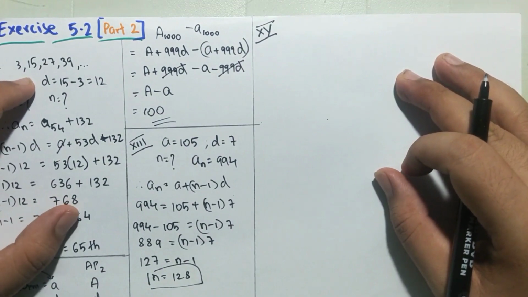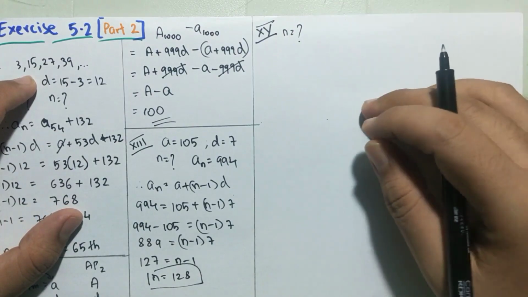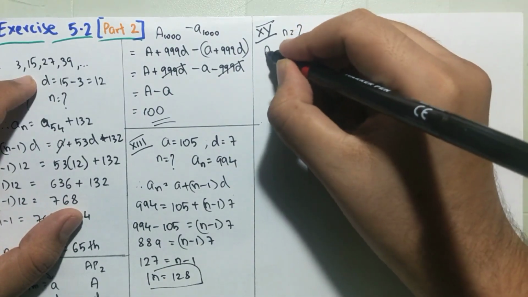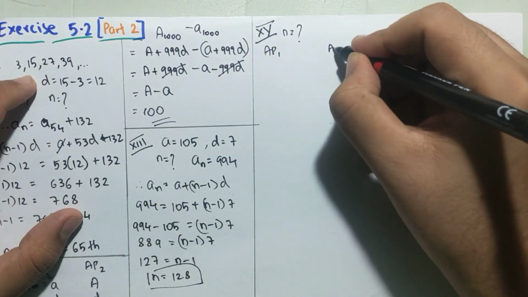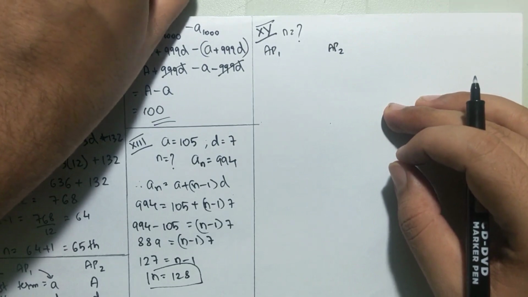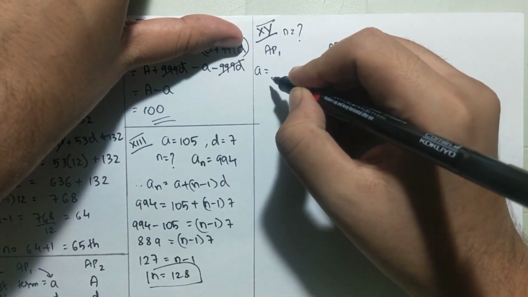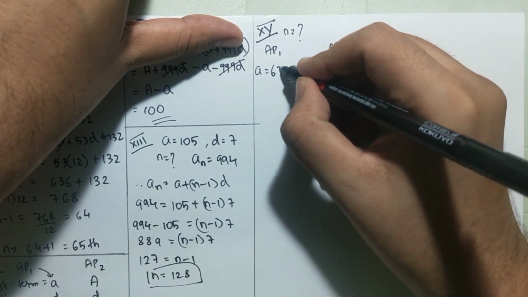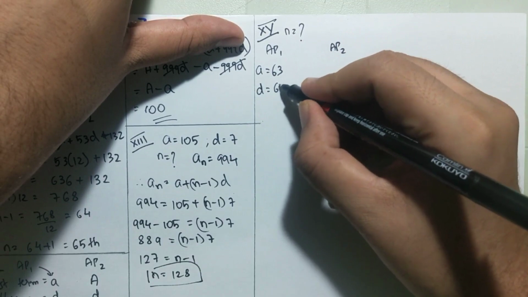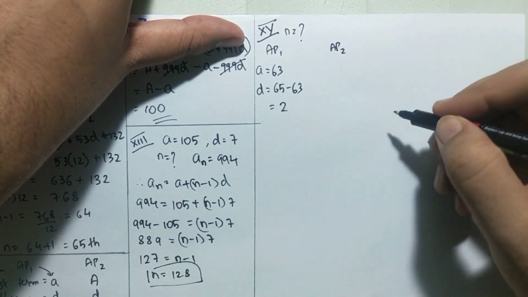For what value of n, you have to find the value of n. The nth terms of two APs. Two APs are given to us, AP1 and I am writing AP2. In the first AP, the first term, small a, I am writing as 63 and the common difference d is the second term 65 minus the first term 63, so the common difference is 2.